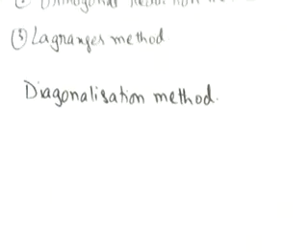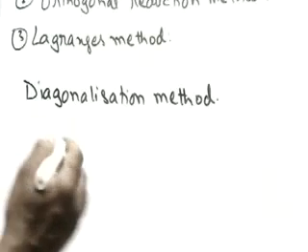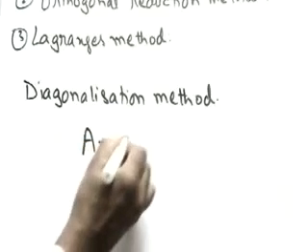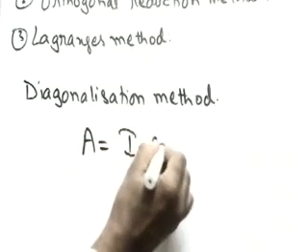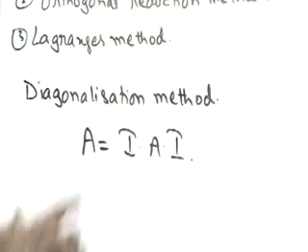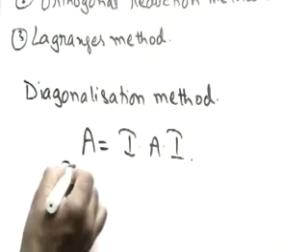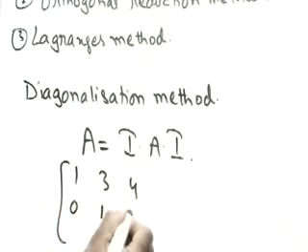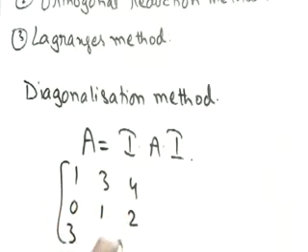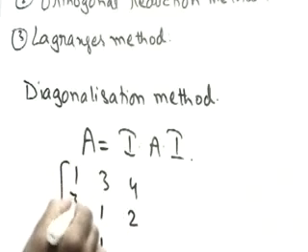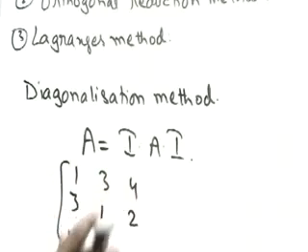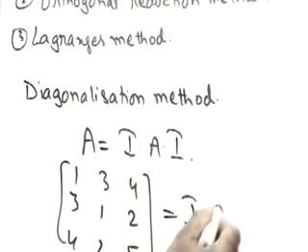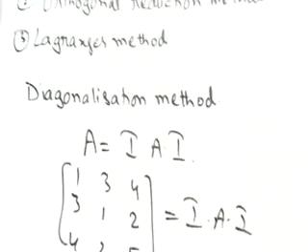The first step, let me see by using the diagonalization method. Just I will explain before going to the question. We suppose A equals I into A into I. Suppose we are having a 3 by 3 matrix, for instance 1, 3, 4, 0, 1, 2, 3, 1, 4, 4, 2, 5, equals I into A into I.